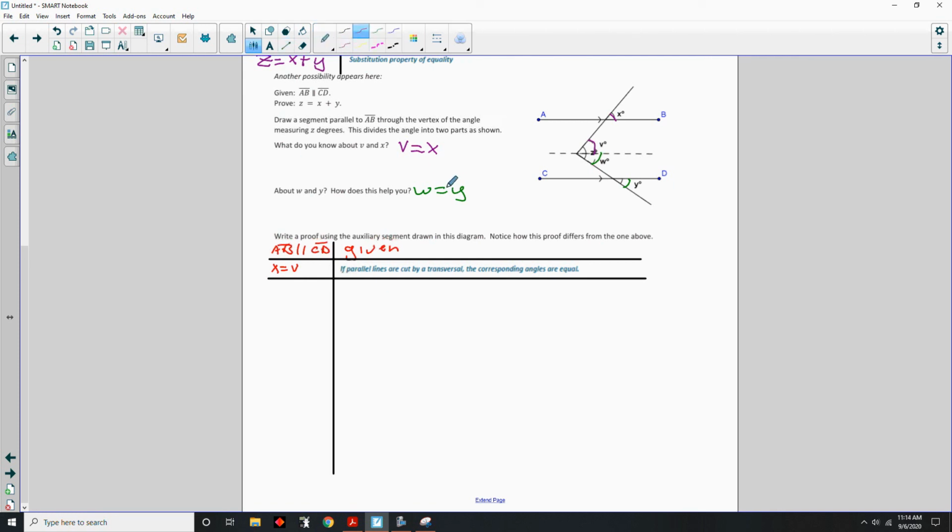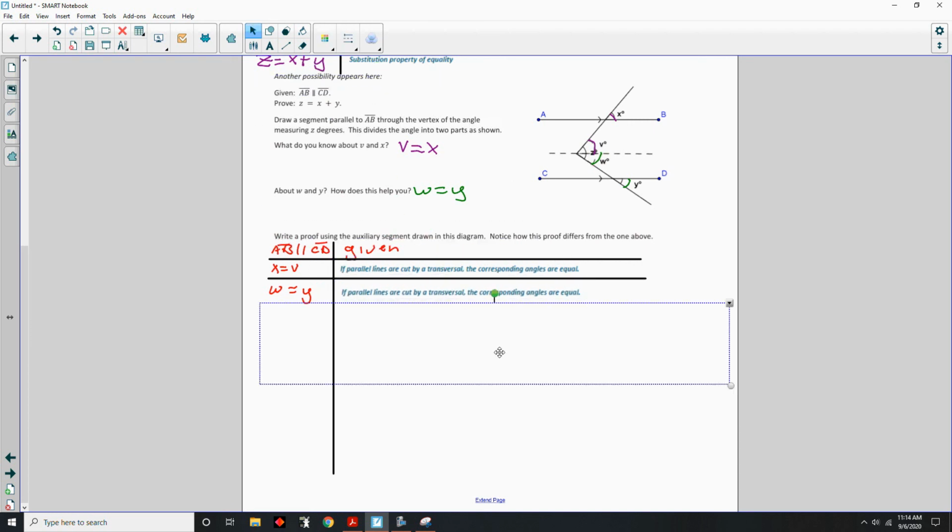Okay, next step. Well, we can say w equals y. So w equals y, and the reason is the same. If parallel lines are cut by a transversal, corresponding angles are equal.